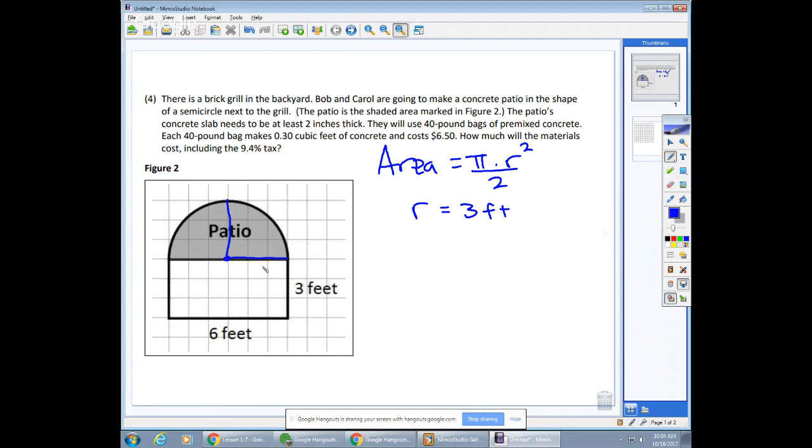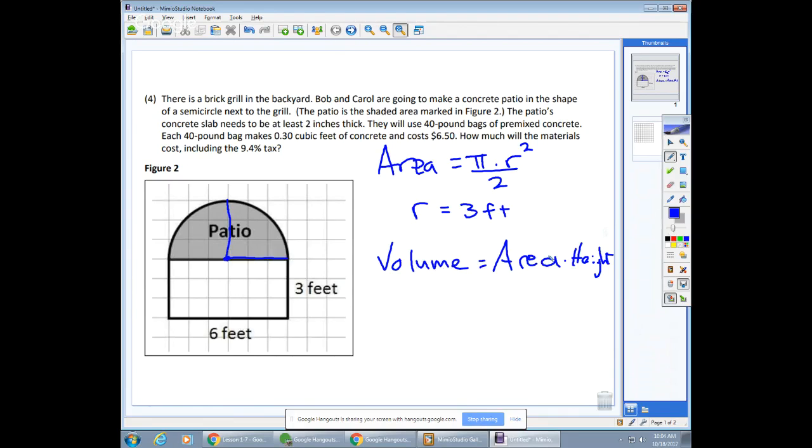Now that just gives us the area, right? We need volume. How do you calculate volume? Area times height. Yeah, take the area times the height, exactly. So we got area, we're going to multiply that by the height. Area we can calculate, we got a formula, we got the radius, that's all we need there.